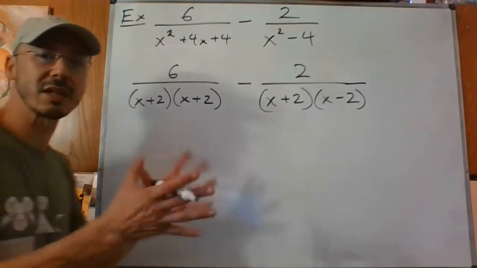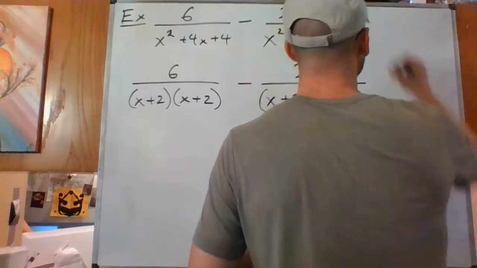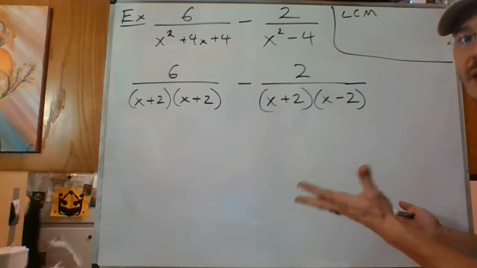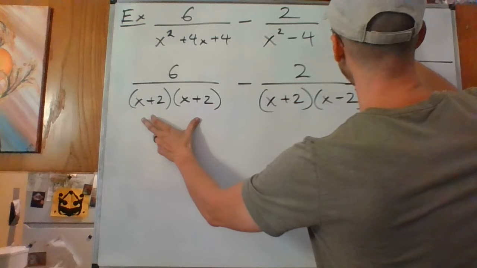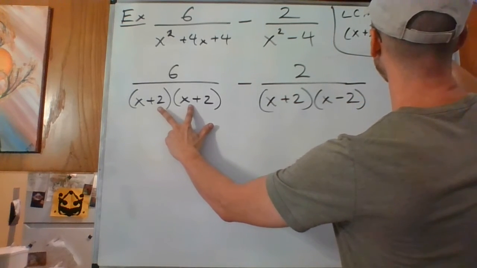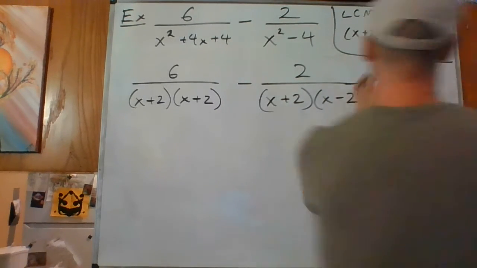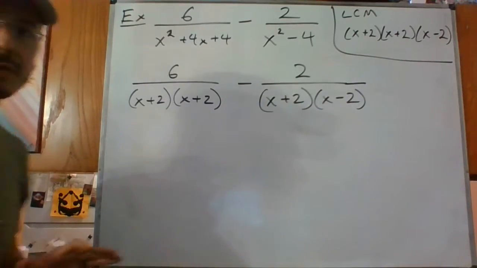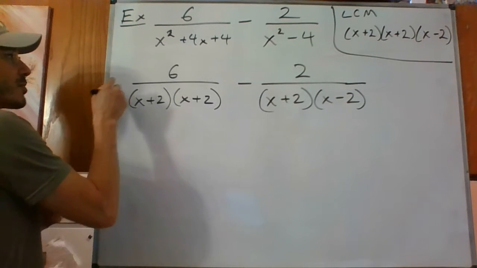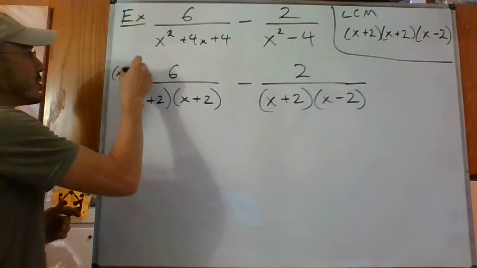And the missing factor in each one, well, the LCM, I can now see the factors at least. My LCM is going to need to have a factor of x plus 2 and another factor of x plus 2. And also a factor of x minus 2. I'm not going to multiply that out, but those are all the factors. So I can use that with this fraction. I'm going to need to multiply top and bottom by x minus 2.